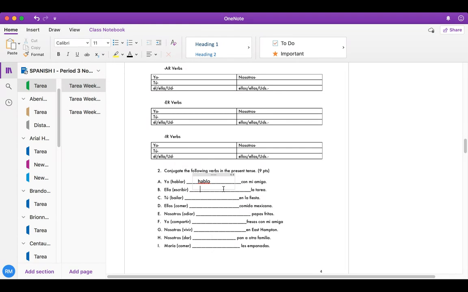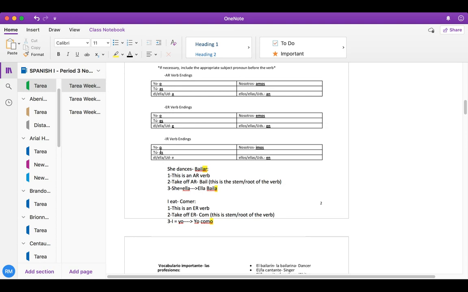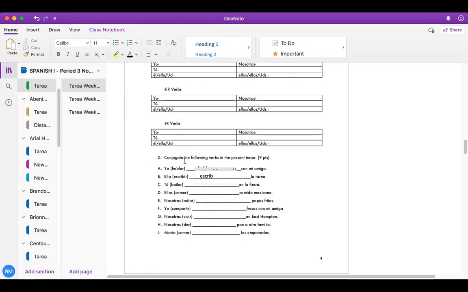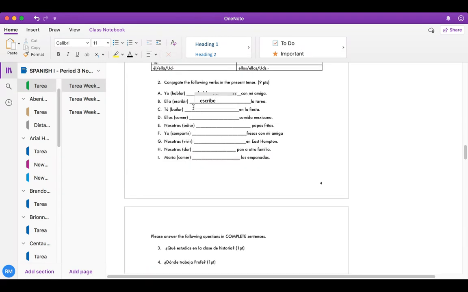Ella blank la tarea. The verb is escribir. Escribir is to write. Now, escribir is an IR verb. It ends with IR. So I take off the IR to make escrib. Okay? And now I have to figure out who's doing the action. It's ella, she. All right? So now I need to go find the ella ending in the IR verbs chart. So we're going to go up to the IR verbs chart. It's not yo, it's not tu, it's ella. In the IR verbs chart, it's the letter E. That's my ending. Ella escribe.